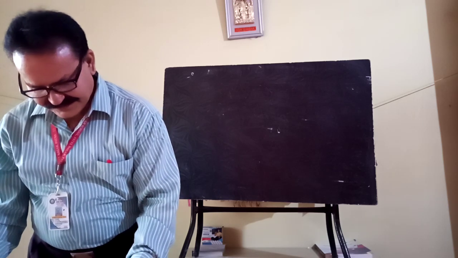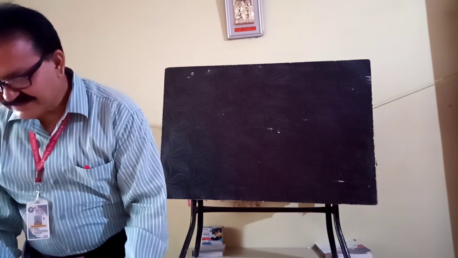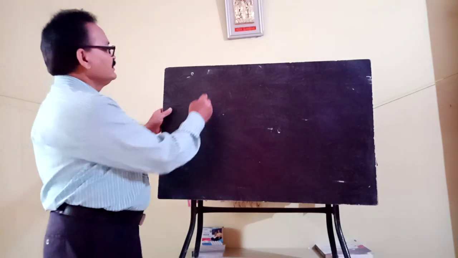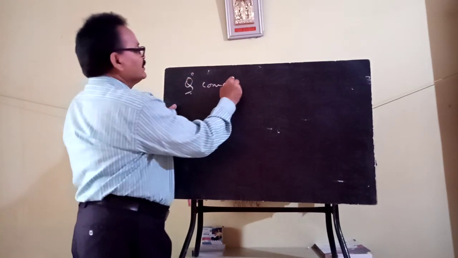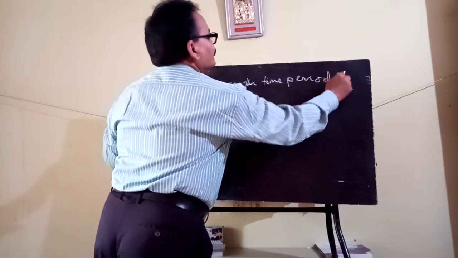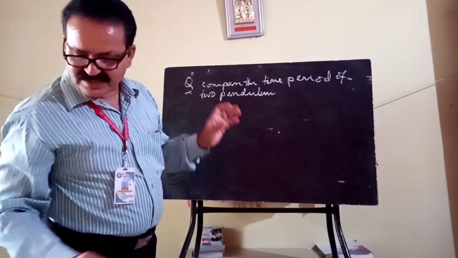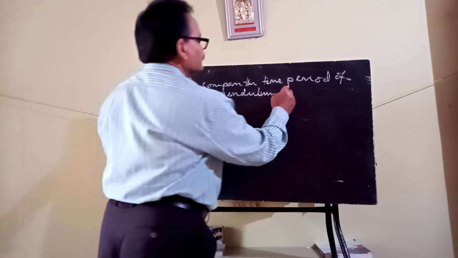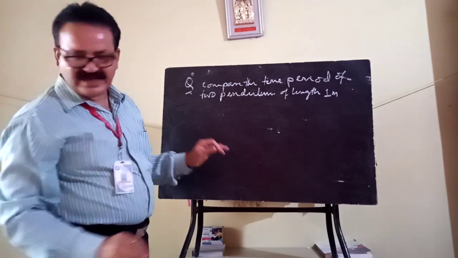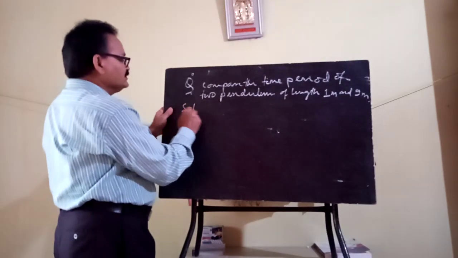Okay. Suppose the question is: compare the time period of two pendulums of length 1 meter and 9 meter. You see here the solution is given.